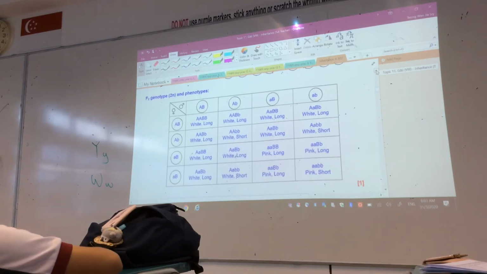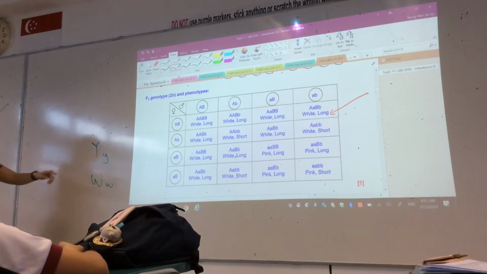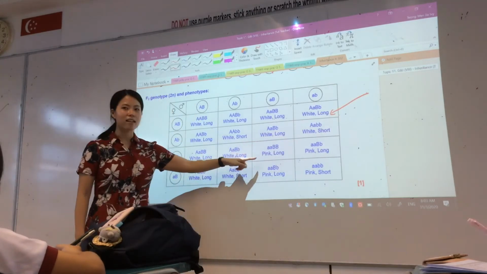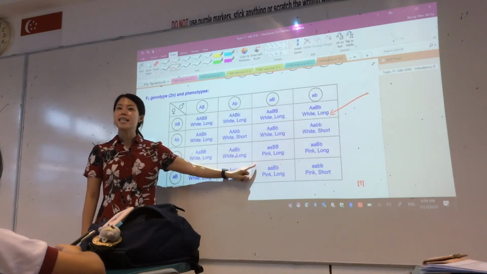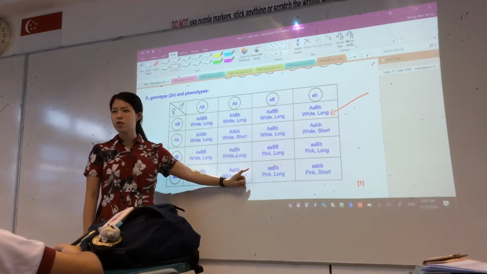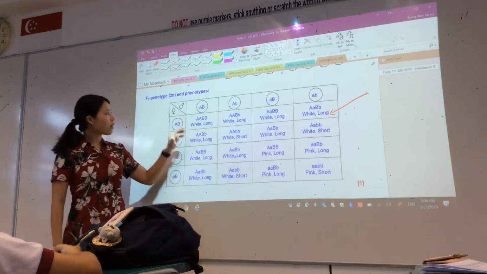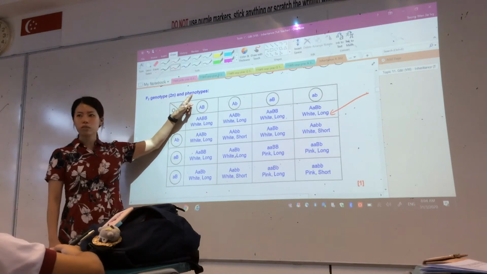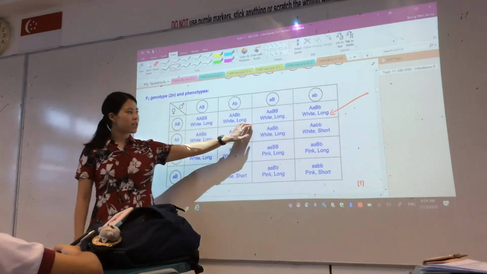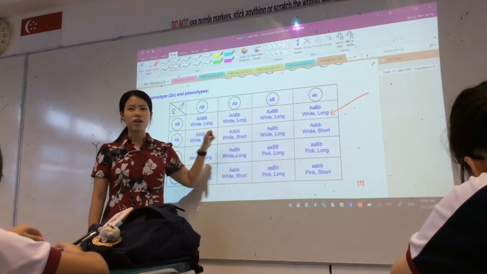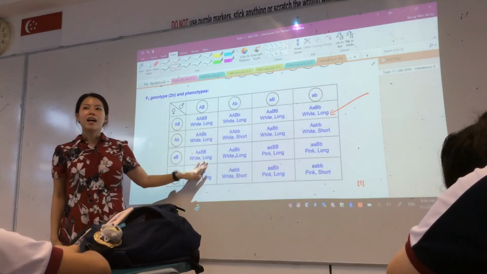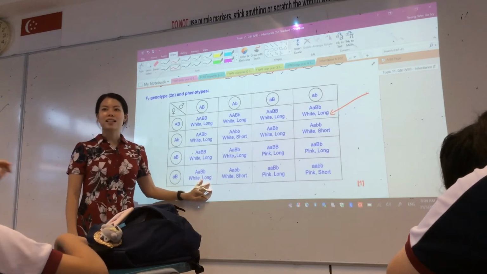Another question asked by students is, must I write this inside here? It's very troublesome, all this white long, pink long, do I need to write? Yes, you have to write in your Punnett square, you'll be awarded marks for it. Because right now this Punnett square shows not just the genotype but also the phenotype. So with every cell you have to describe it. Yes, all that for 1 mark.